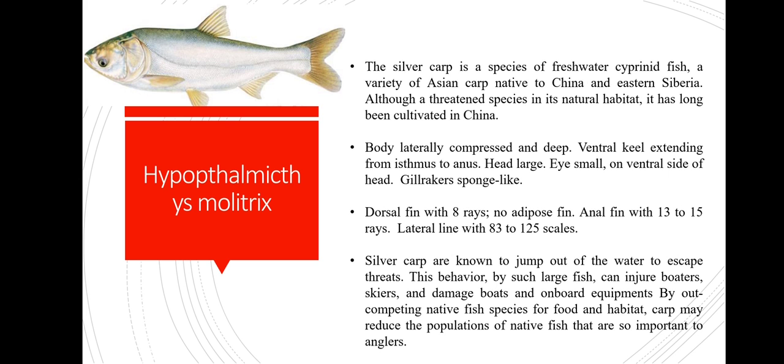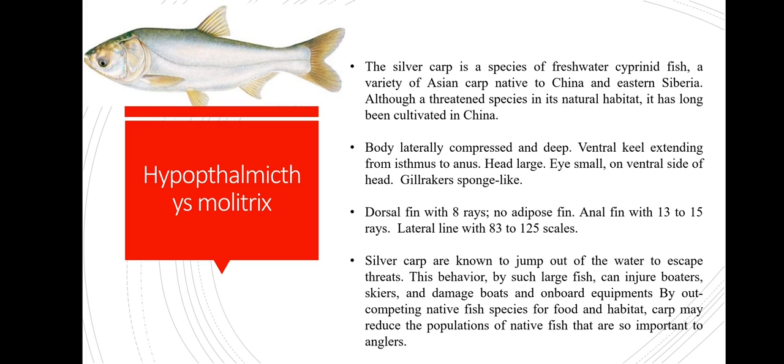Third is Hypophthalmichthys molitrix, called silver carp. This is also a freshwater cyprinid fish, a variety of Asian carp native to China and eastern Siberia. Although a threatened species in its natural habitat, it has long been cultivated in China.